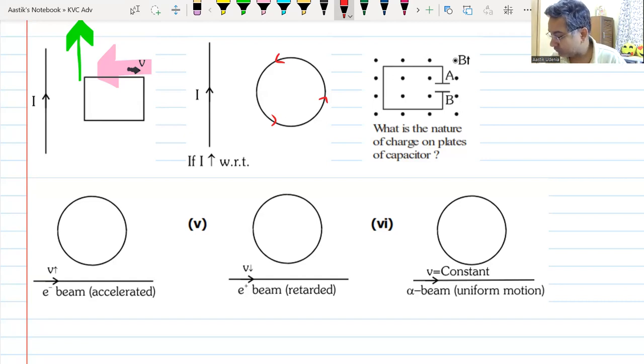Sir, A is negative and B is positive. What is the nature of plates of the capacitor? Now, you have to find out how current will flow. Current will flow in the clockwise sense. Yes or no? Yes, sir. That means this plate has to be positive and this plate has to be negative. Or no, the plate is getting charged like this. So in that case, you can say that this will be the positive plate and that will be the negative plate. Okay. Fourth case, next one.